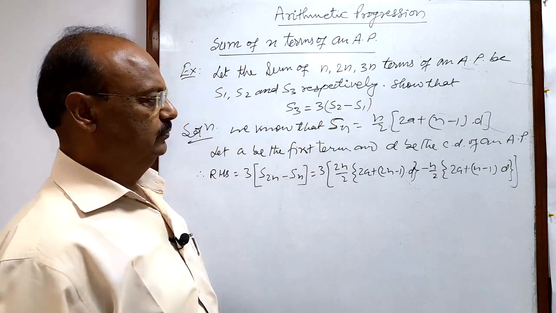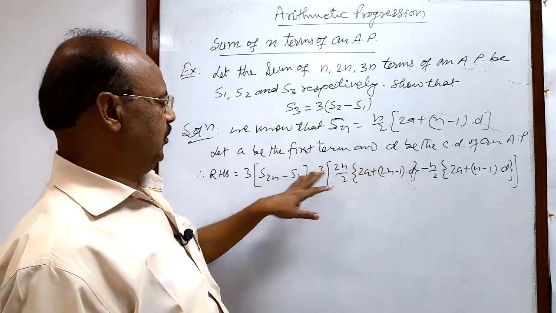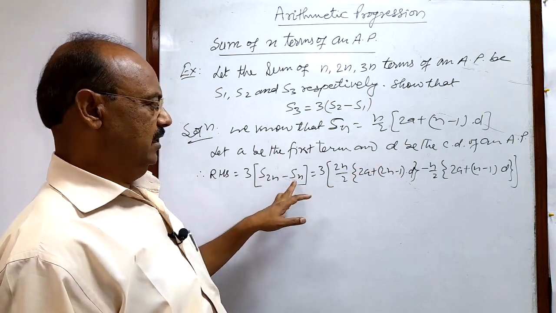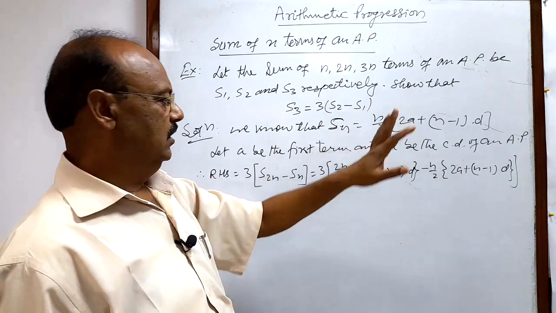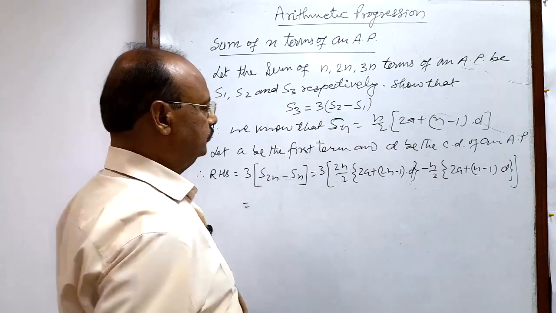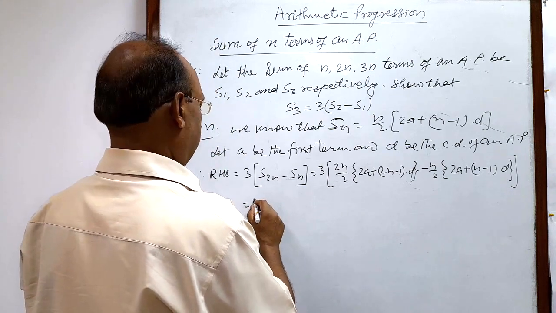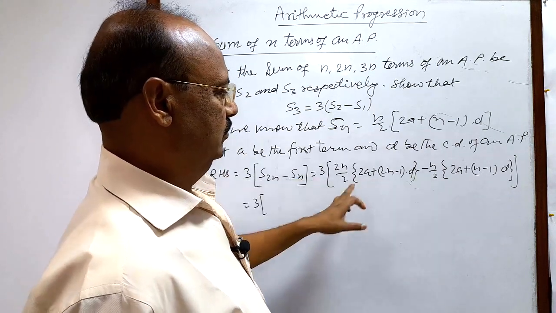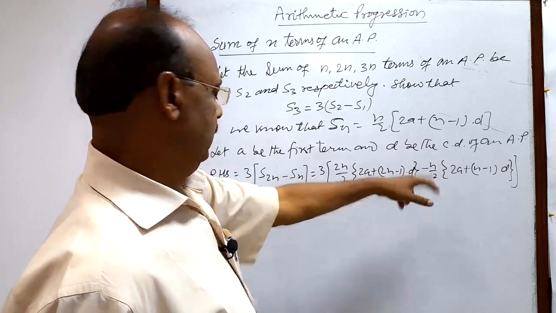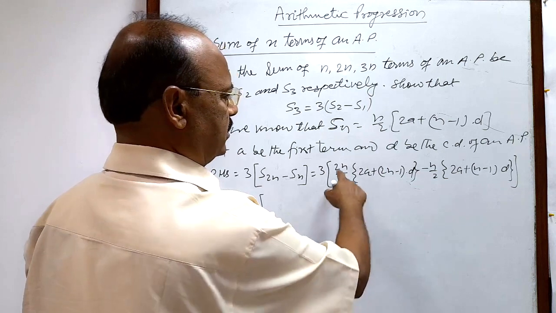Very simple. Hope you have understood it. Simply we are putting the value of S2n and Sn with the help of this formula. Correct. Now let us simplify it. Here 1 by 2 is in both terms, so let us take half common.